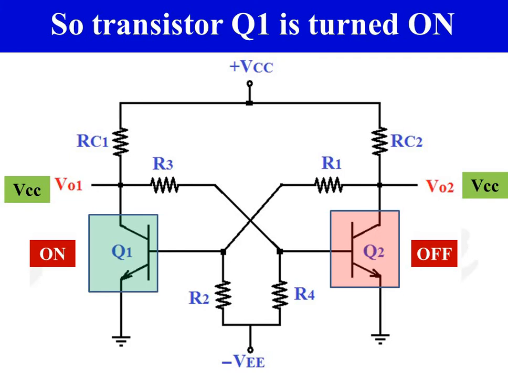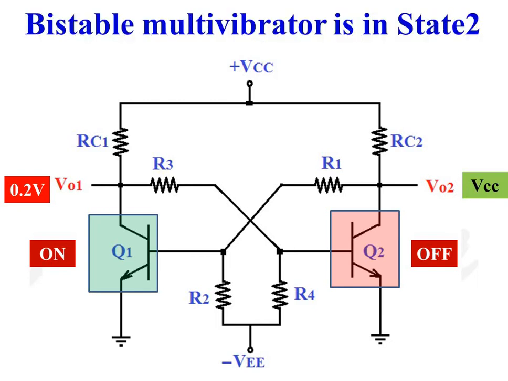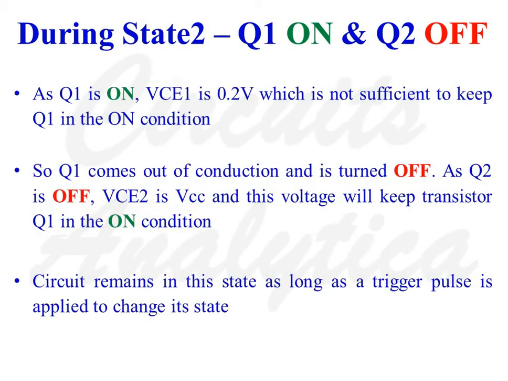As transistor Q1 is turned on, its collector voltage drops from VCC to 0.2 volt. So now the bistable multivibrator is in the second state, state 2. So this is the second state of operation of the bistable multivibrator. During state 2, transistor Q1 is on and Q2 is off.